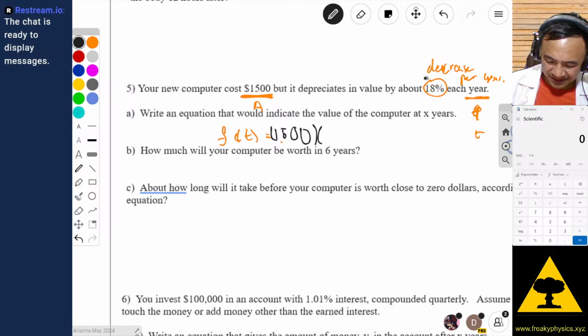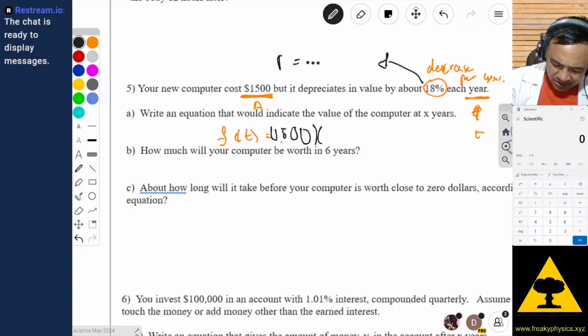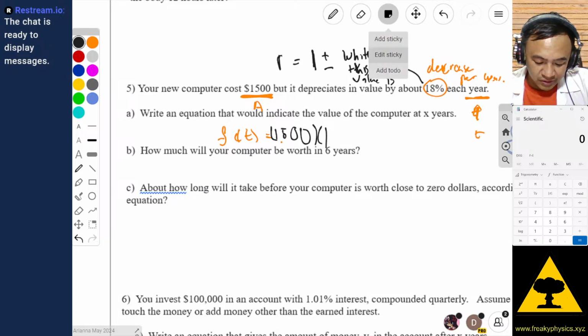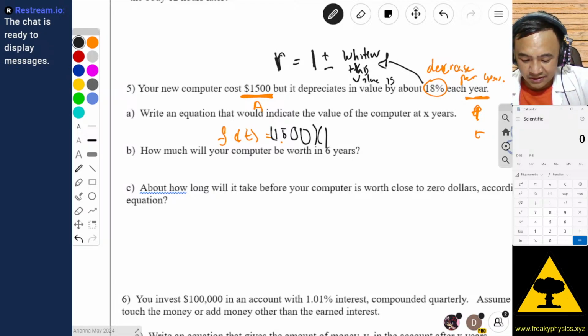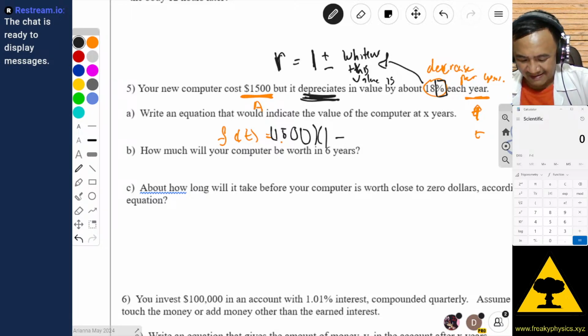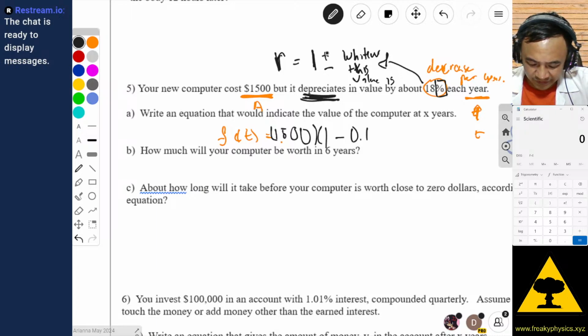Okay, I'll tell you this much now. R is usually 1 plus or minus that value, whatever this value is. Now again, this is normally the case in problems, especially when you're talking about a percentage. When you see the percentage sign, that's what you do. So here it's 1 minus, it depreciates, it should be minus. If it appreciates, if it increases every year, it's gonna be plus. And then your t is going to be just t, the year.